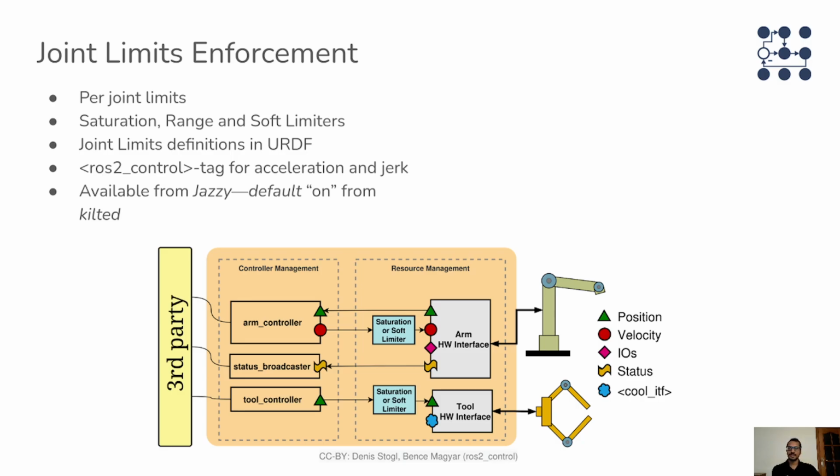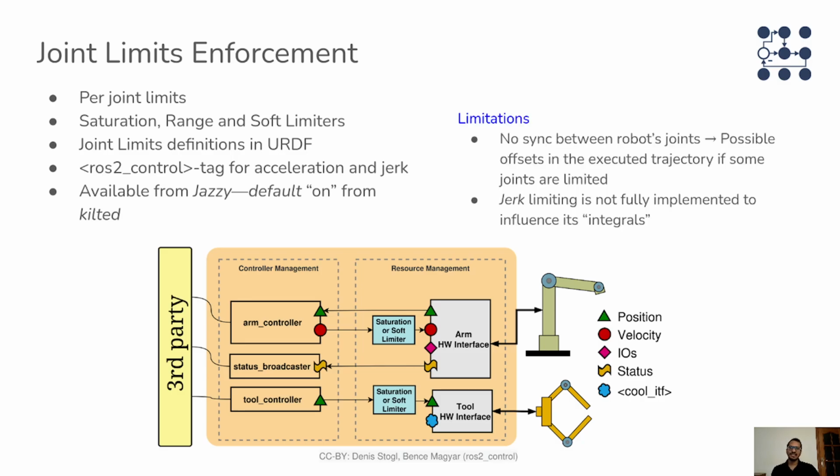Joint limit enforcement. ros2_control internally enforces all the joint limits that you specify in the URDF. Let's say in the URDF you say my joint 1 cannot go more than 90 degrees. That's enforced from the architecture. But the only thing is, it's enabled from Jazzy on, but in Jazzy you have to enable it because it's disabled by default.